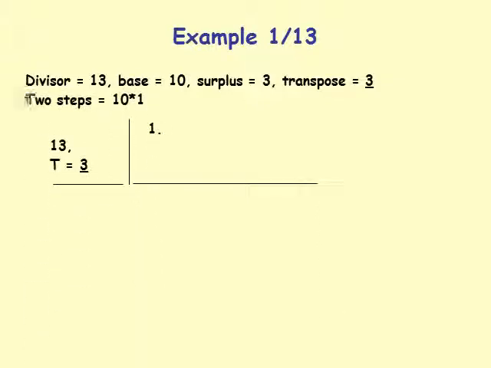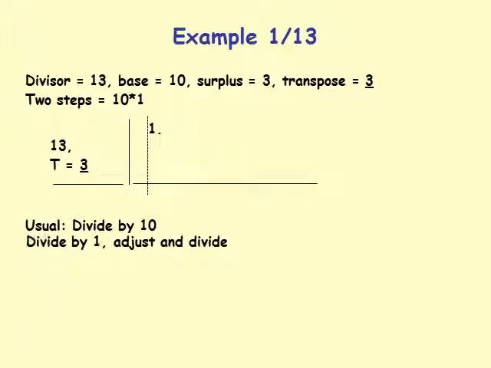Okay, this is where we set up the problem. Two steps: first divide by 10 and then by 1, and make the adjustments for this transpose. The dividend is 1, the divisor is 13, and the surplus is negative 3. First we divide by 10, the usual divide by 10 we just did. That converts 1 into 0.1. So first we divide by 1 in the first column, and then adjust and divide.